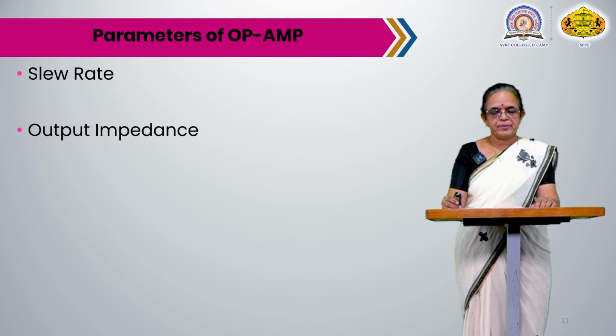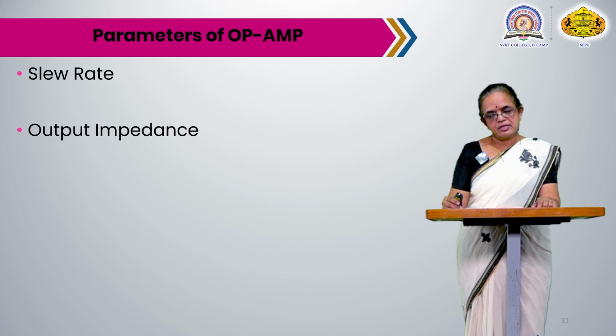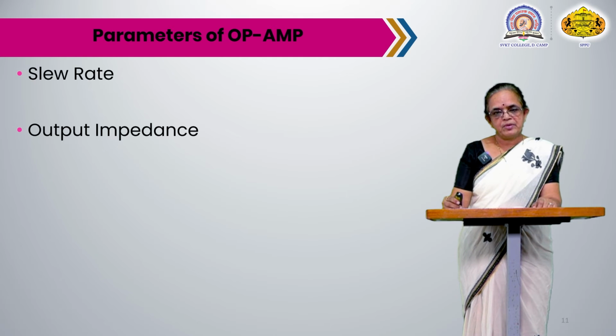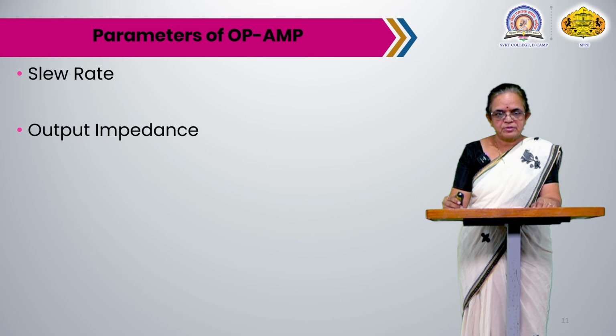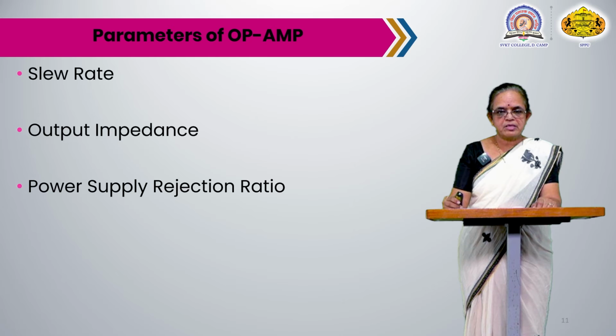Now, output impedance. Output impedance is the impedance measured between the output terminal and the ground. We have seen the input impedance. Input impedance is between the two input terminals, but output impedance is measured between the output terminal and ground. Then power supply rejection ratio.